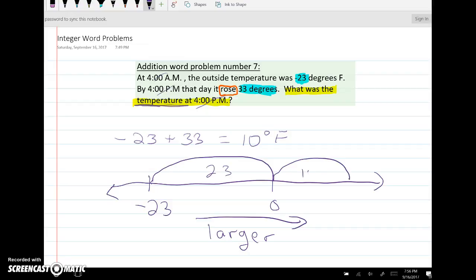Here's my other 10 steps. And that brings me to not 33. That brings me to 10. Because again, 23 plus 10 equals 33. And don't forget to label your answer. So my final answer is 10 degrees Fahrenheit.